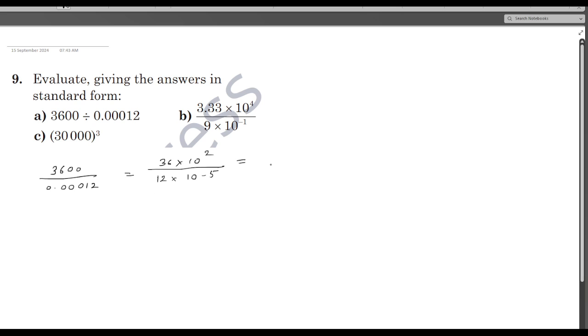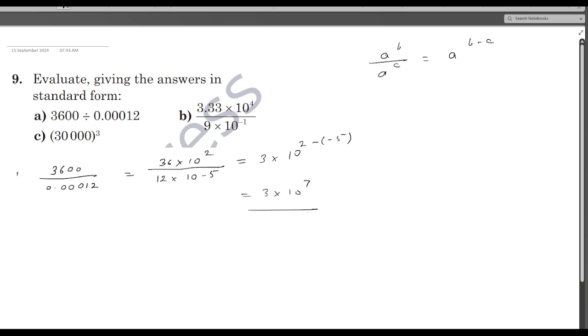Now 36 divided by 12 is 3, so it is 3 times 10 power 3 divided by 10 power minus 5. Again there is a rule that a power b upon a power c can be written as a power b minus c. So here it is 3 into 10 power 3 minus of minus 5. This is 3 into 10 power 3 plus 5, which is 8. So we have to write the answer in standard form only.